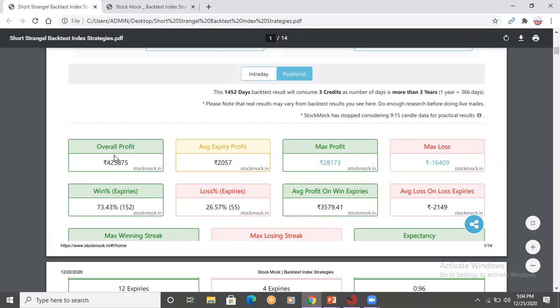Overall profit delivered by short strangle strategy in Bank Nifty is 4,25,875 rupees. Look at the win percentage. Win percentage is very close to 75. And look at the loss percentage. Okay, win percentage, exact number 73. Loss percentage, you can see it is 26 percent. This is the maximum profit, maximum loss, average profit, average loss.